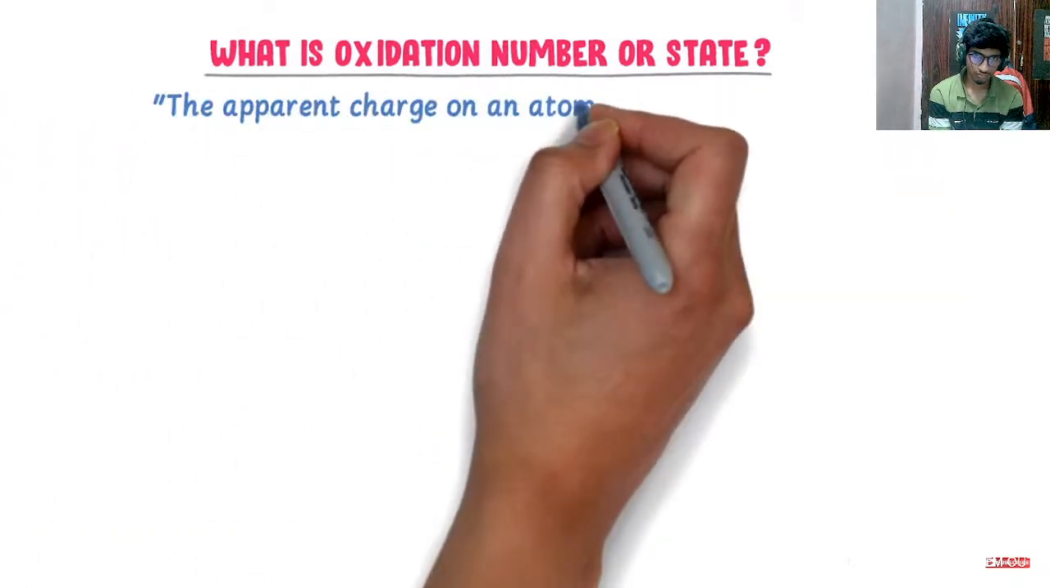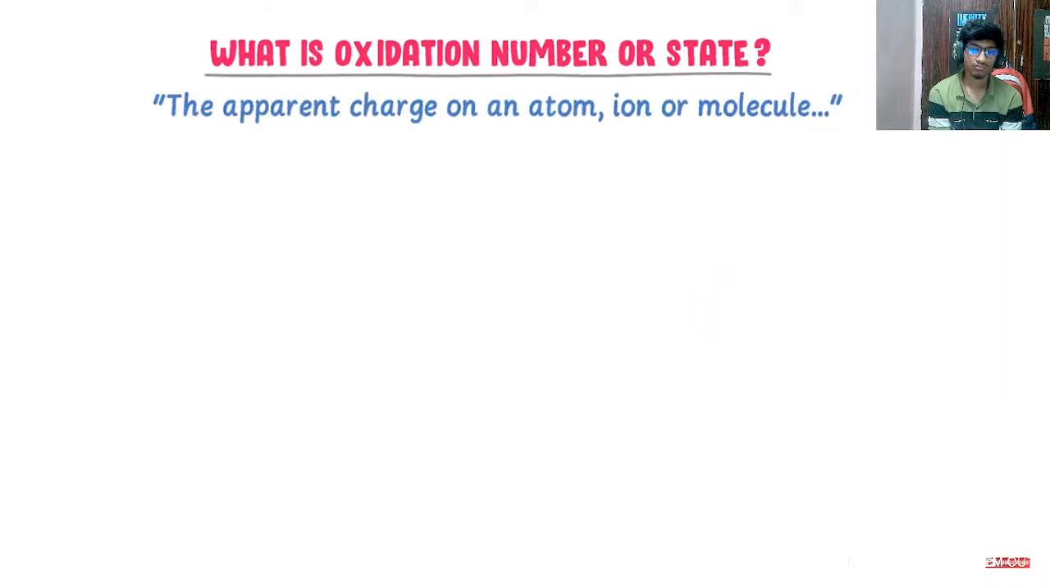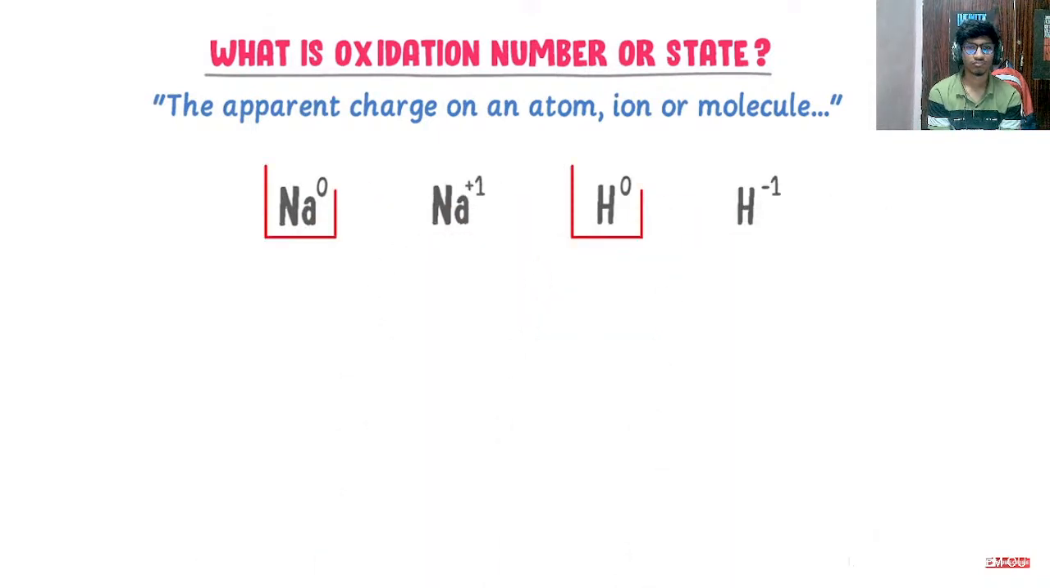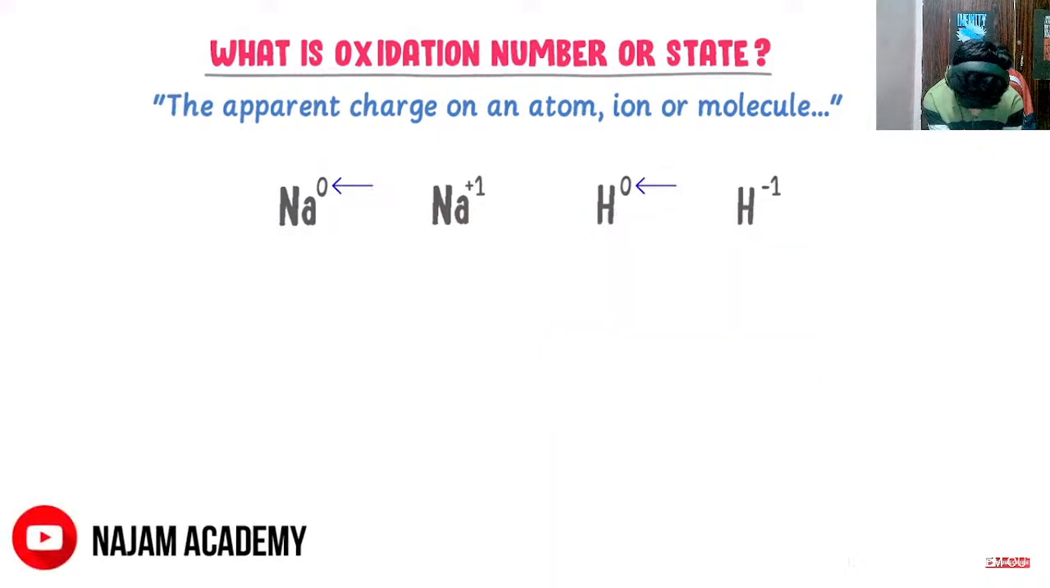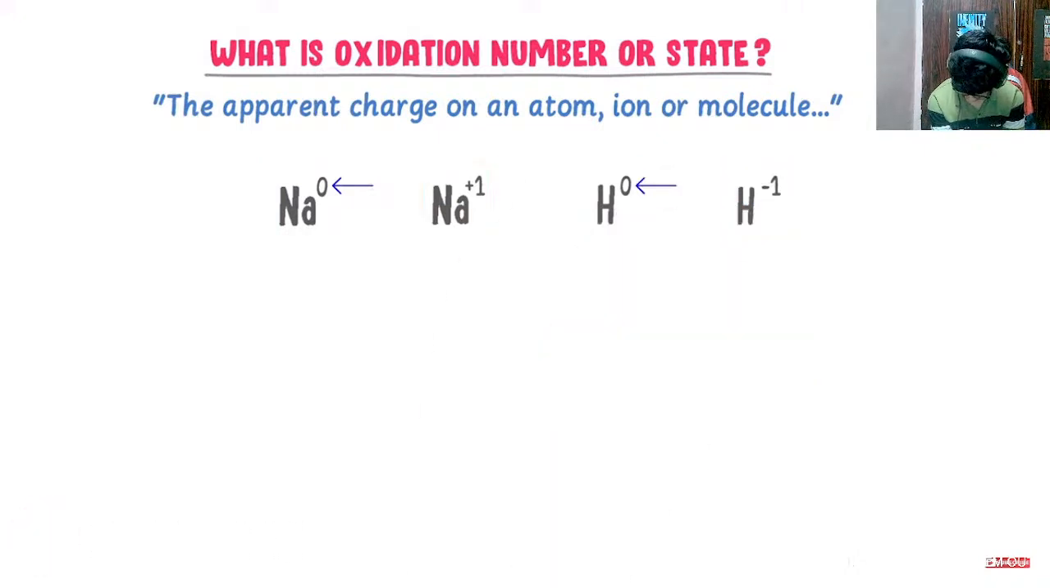Well, the apparent charge on an atom, ion or molecule is called oxidation number or oxidation state. For example, consider sodium atom, sodium ion, hydrogen atom and hydrogen ion. We know that sodium atom and hydrogen atom are neutral atoms. So the apparent charge on sodium atom is 0 and the apparent charge on hydrogen atom is also 0. While in the case of sodium ion and hydrogen ion, the apparent charge on sodium ion is positive 1 and the apparent charge on hydrogen ion is negative 1.